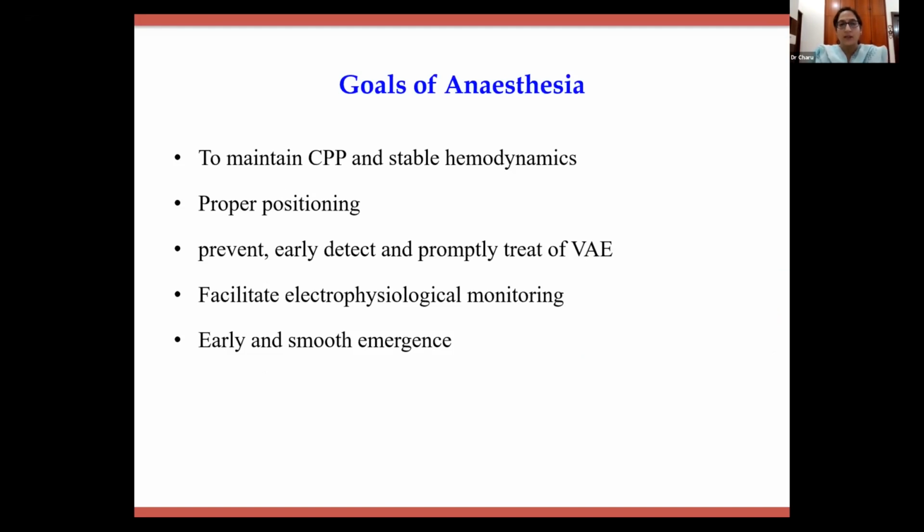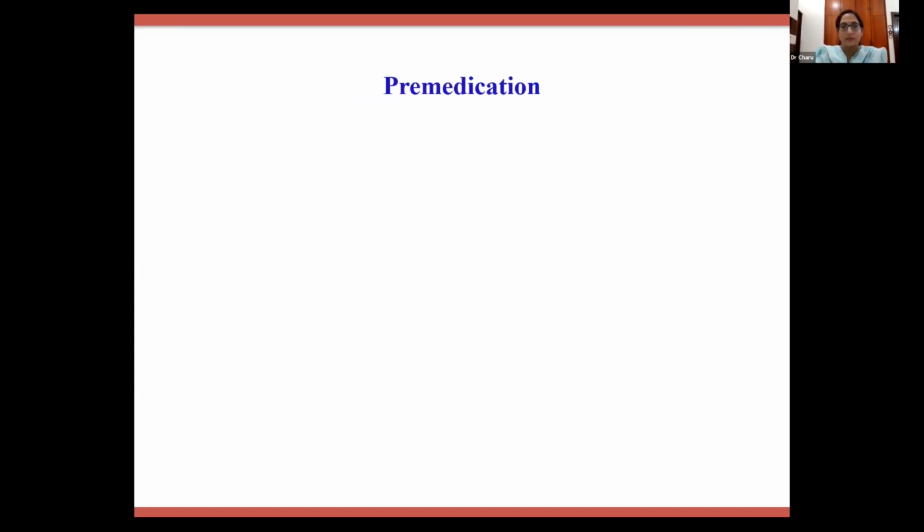So our goals of anesthesia should be to maintain the cerebral perfusion pressure and stable hemodynamics, and proper and safe positioning of the patient. We should take all the measures to prevent, detect early, and promptly treat venous air embolism. We have to facilitate electrophysiological monitoring intraoperatively, and we should aim for early and smooth emergence.